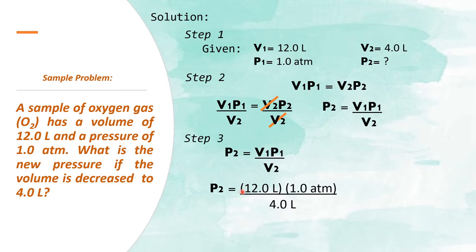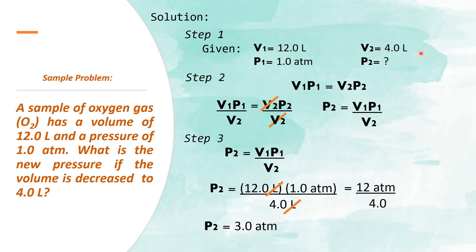Ang ating numerator ay 12 liters times 1 atmosphere. Ang ating initial pressure ay 1 atmosphere, over final volume natin is 4 liters. And then now, let us cancel liters. Then we will just multiply 12 to 1 atmosphere and divide it into 4. 12 atmosphere divided by 4. Final pressure is equal to 3 atmosphere.